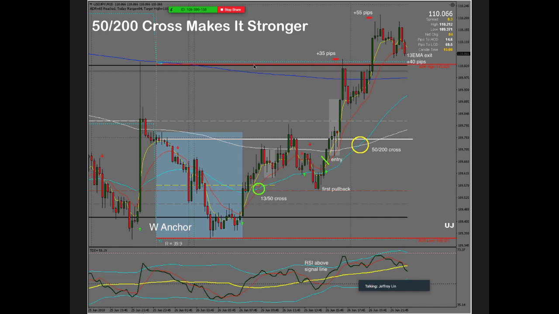35 pips here at the solid 0, 0 figure. And if you wanted to take it further, and you trail the EMA, you can get up to here, 55 pips to the top here. And if you exit out when the candle crosses the 13 EMA exit, you still made 40 pips right up here. Okay, next example.